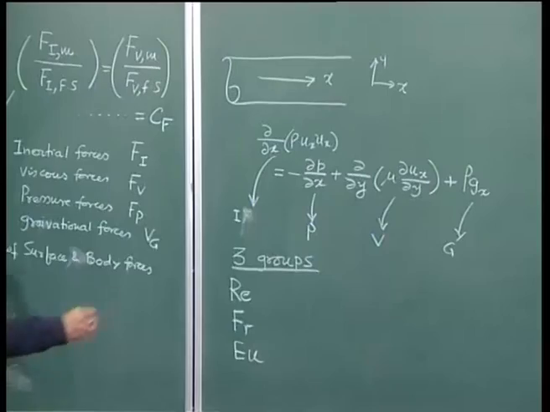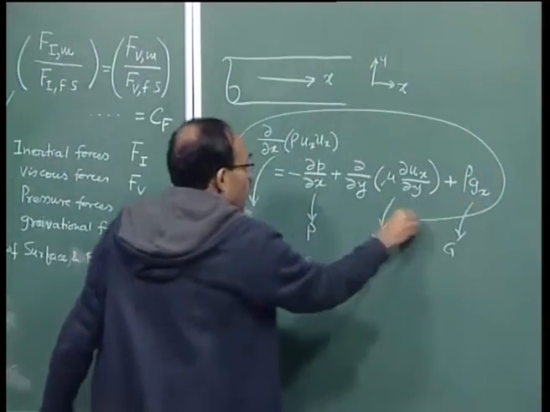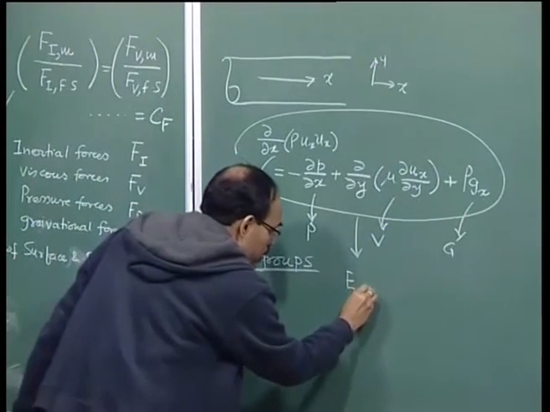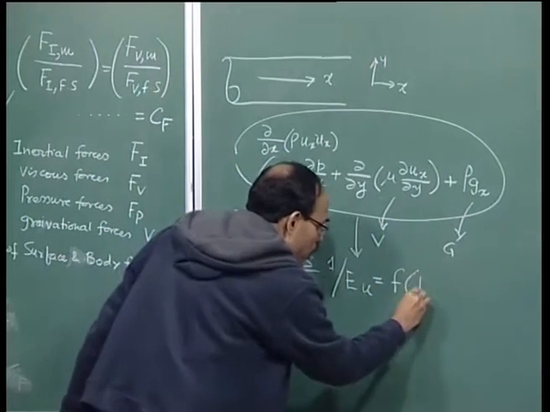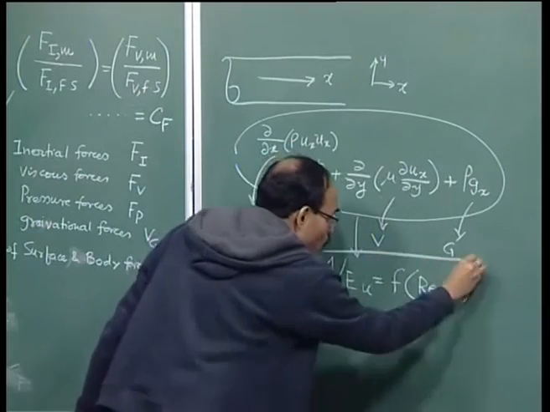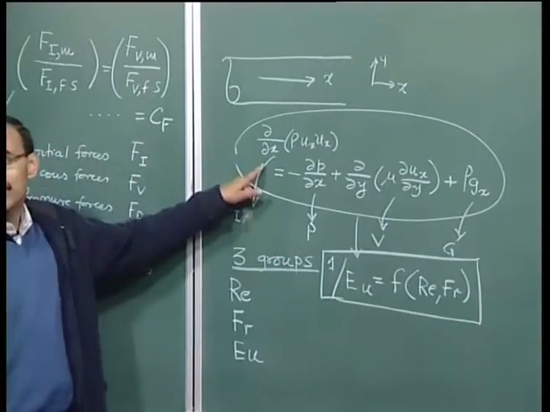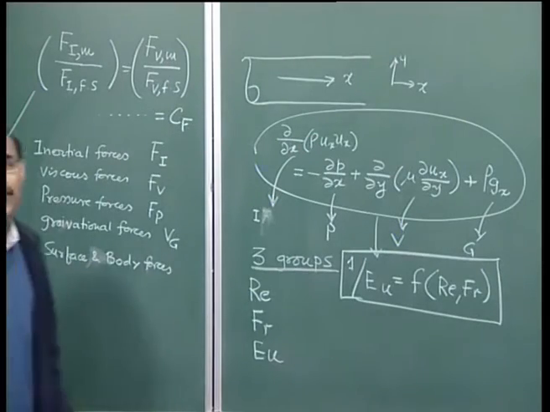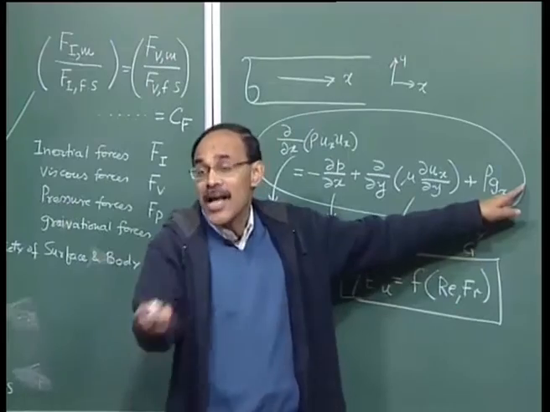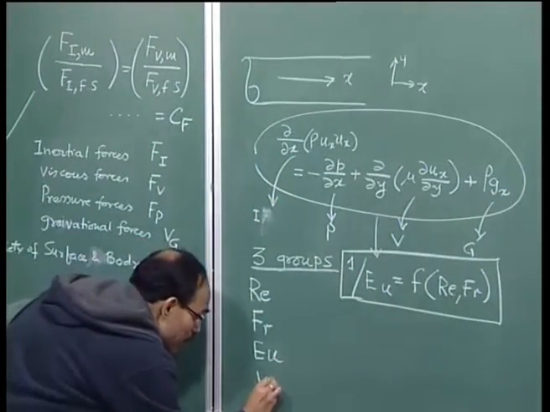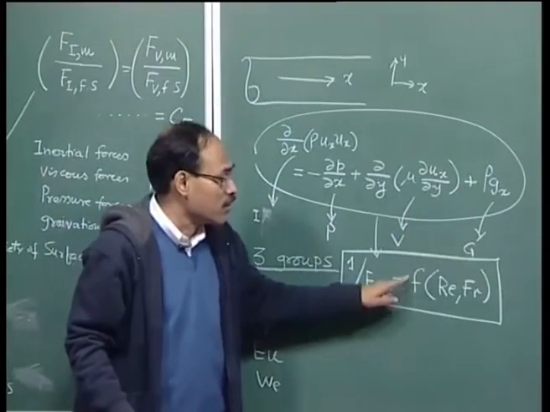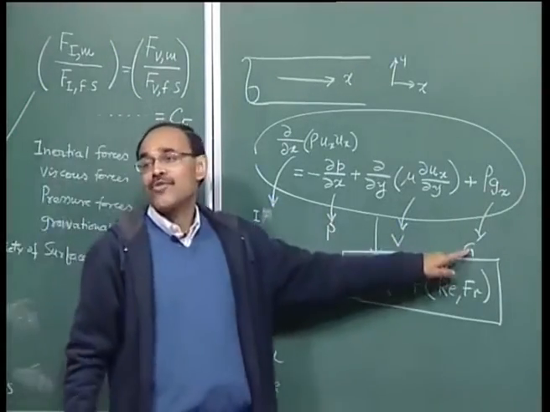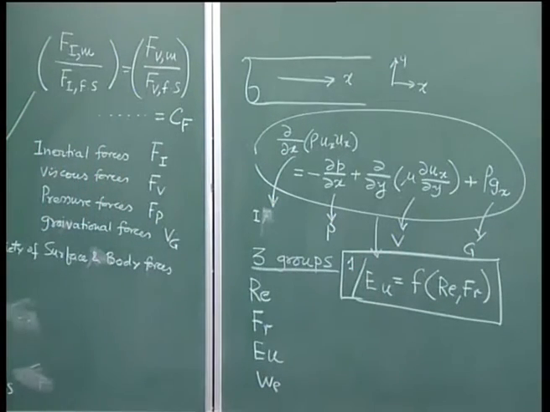So, this equation, which is written in a dimensional form, can also be written in a non-dimensional form: 1 over Euler's number as a function of Reynolds and Froude number. This is a non-dimensional representation of the governing equation of flow, in which inertial, pressure, viscous and gravitational forces are the only relevant ones. Suppose, sir, I have one more force, say surface tension forces, then what happens? I get one more number here, the Weber number. So, I will have 1 over Euler number as a function of Reynolds, Froude and Weber number, in which not only inertial, pressure, viscous and gravitational forces are relevant, but also the surface tension force is important.